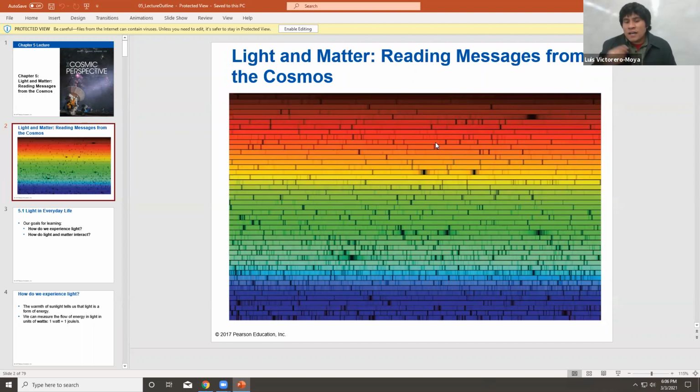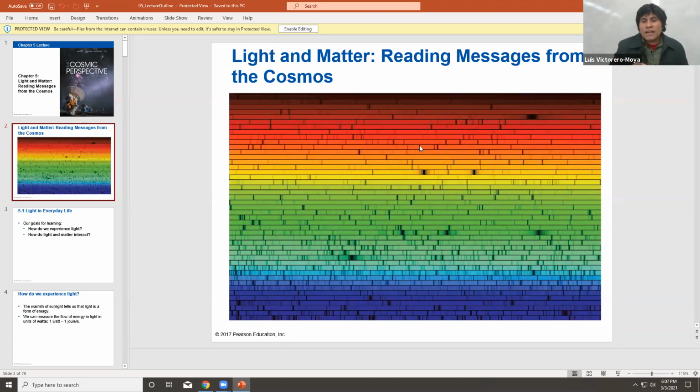And those lines are due to different elements. What you're seeing there right now are fingerprints of those elements on the outer part of the sun. Normally hydrogen, a little bit of helium, but there can be other elements also being produced.